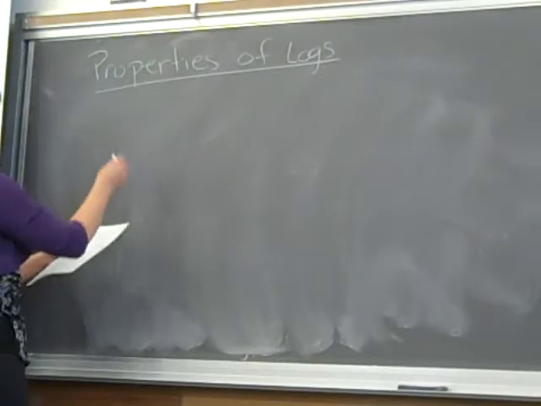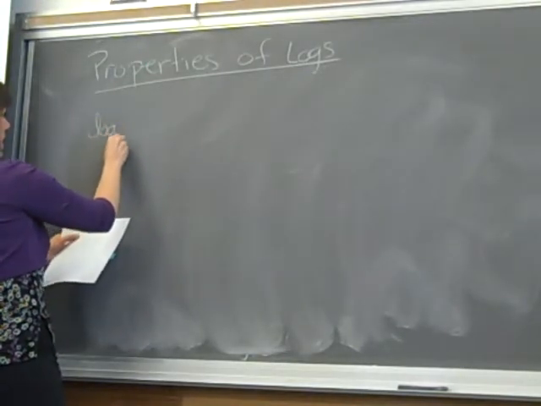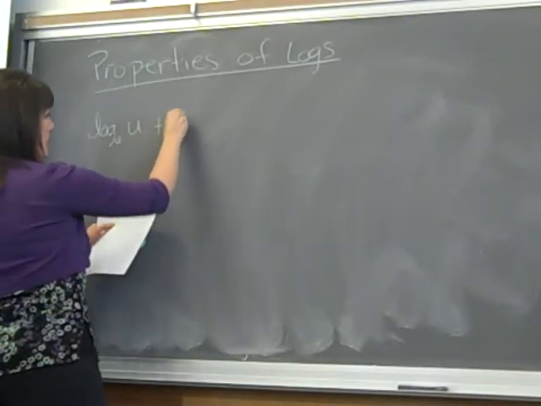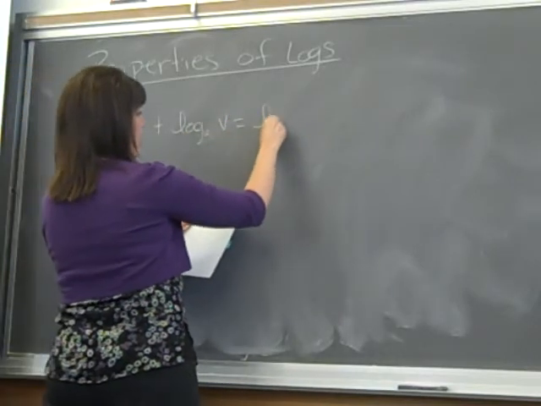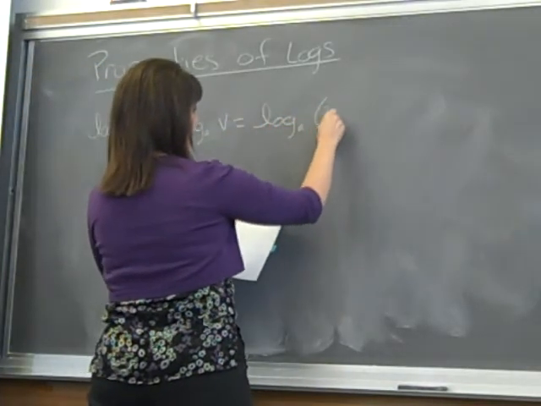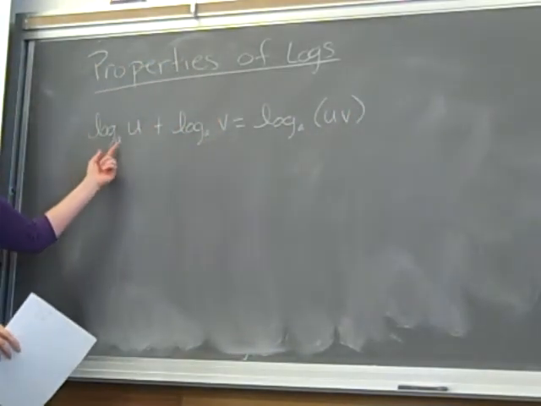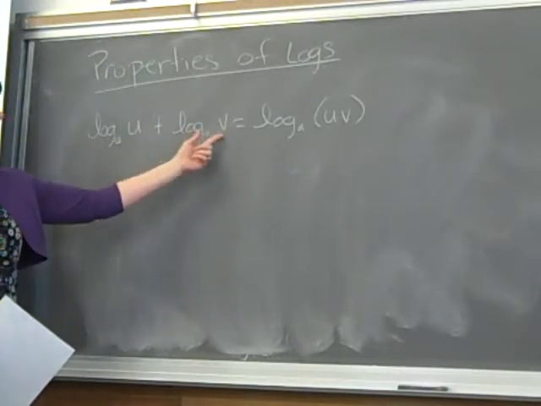Properties, and I'll show you why here in just a second. Log base A of u, that's how you read this, plus log base A of v equals log base A of u times v. So if my bases are the same, I simply multiply.